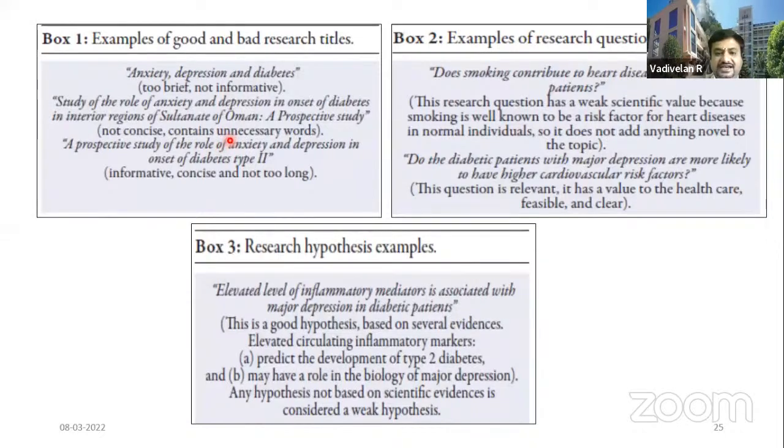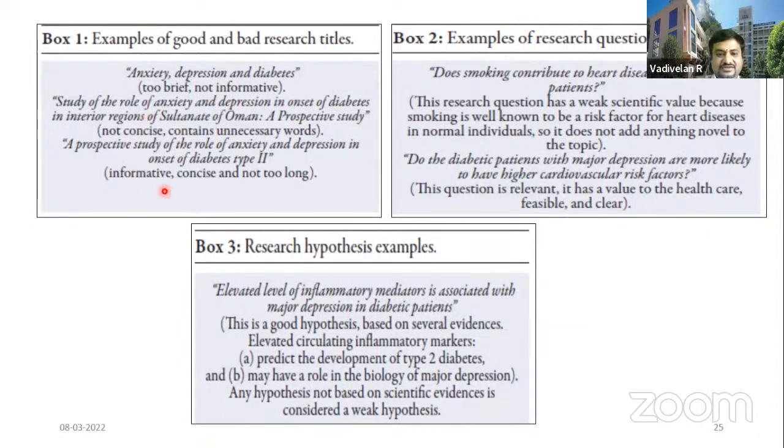It is related with diabetes. You know, diabetes is associated with some anxiety and depression. So, anxiety, depression, and diabetes: it is too brief and not informative. Study of the role of anxiety and depression in onset of diabetes in interior regions of some particular place, a prospective study. Here, if you see, it is not concise and it contains unnecessary words.